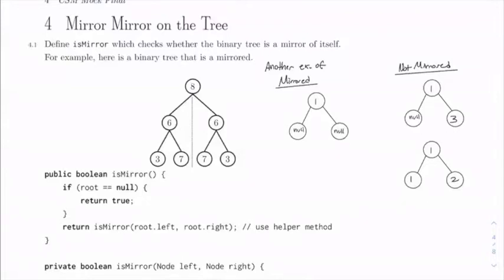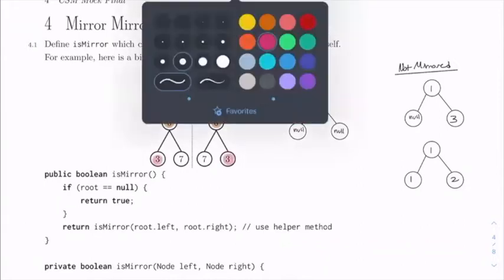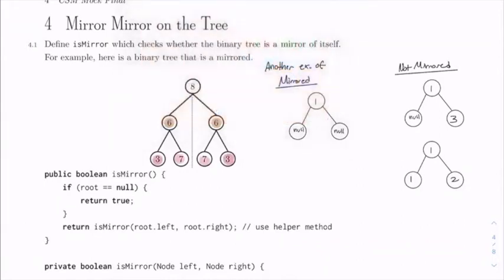So if we check these two nodes, the values are the same. And if you check these outer nodes, the values are the same. And same thing if we check these inner nodes. Another example of a mirror tree is here.